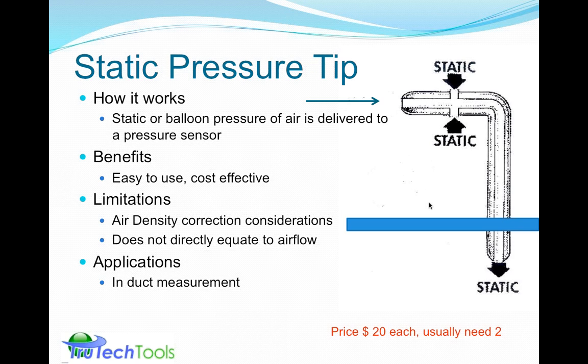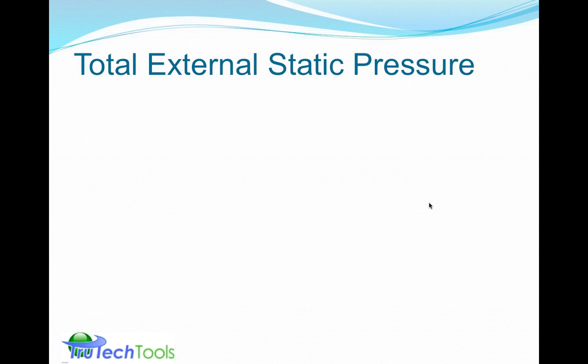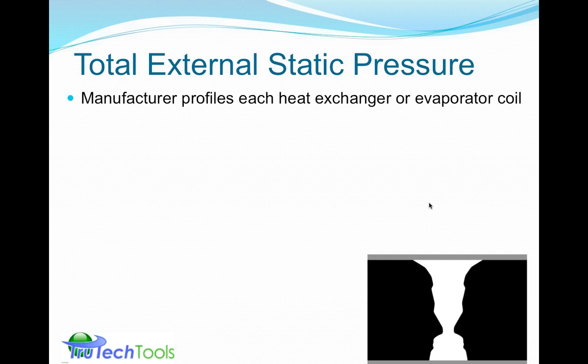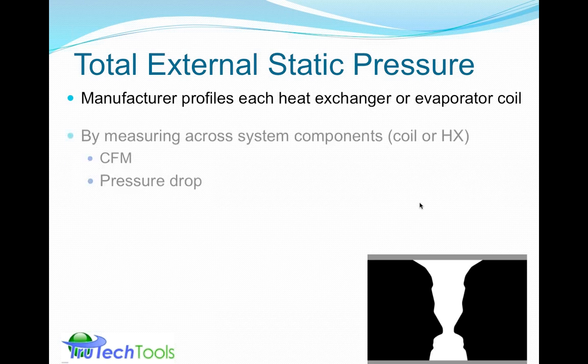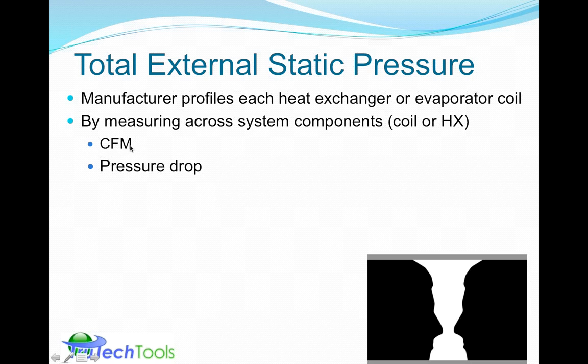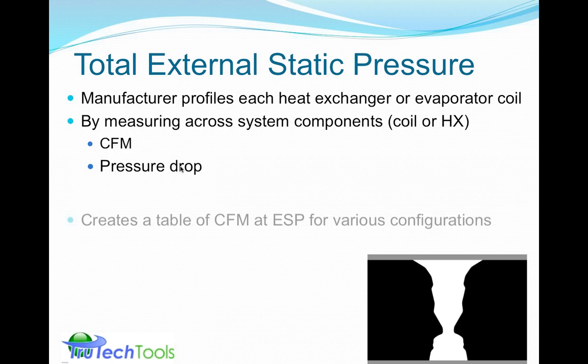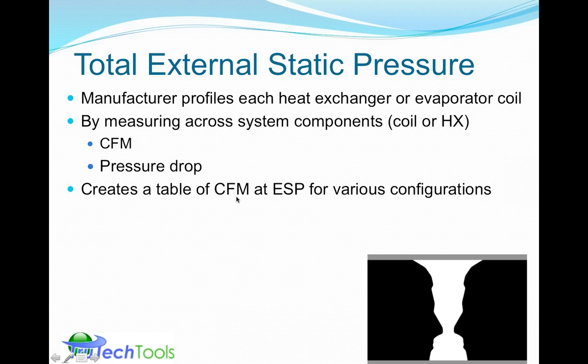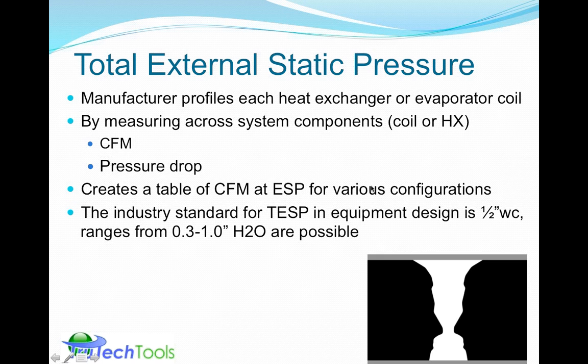Here's the tip itself, but then it has to be used in a certain way. It's used in order to measure total external static pressure. So the manufacturer of the heating or air conditioning equipment would profile their heat exchanger or their evaporator coil or their system together and take a series of readings of cubic feet per minute or airflow and pressure drop. So they would make up a chart of this information and then provide that chart to you in the form of a table of CFM at external static pressure for different configurations, different types of their equipment, because there are different models and different elements are considered in each model.